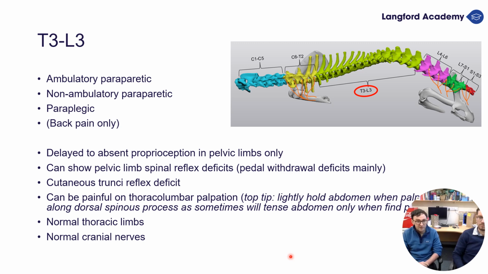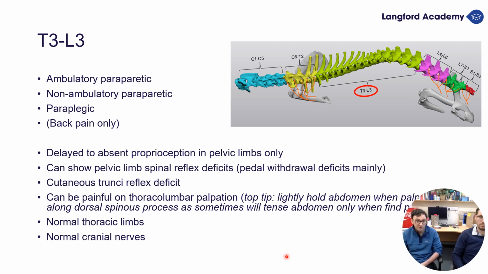When we come to T3-L3, we tend to see a signs affecting only the back limbs or the pelvic limbs. These patients can be presented with back pain alone. They might have a level of paresis, so paraparetic in their pelvic limbs. They may be ambulatory, non-ambulatory, or in the worst situation, paraplegic, so there's no voluntary movement in their pelvic limbs and/or their tail.